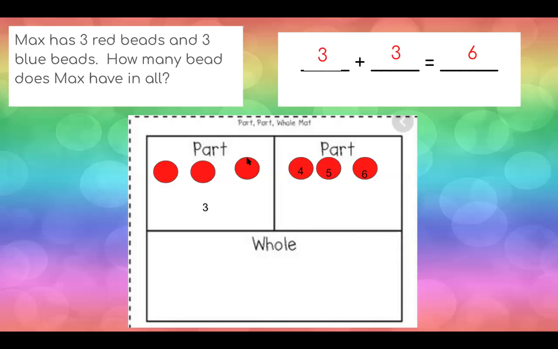I decided to use the part whole mat. I put 3 beads on one part and 3 beads on the other part. And then I used the count on strategy. I knew that there were 3 here, so I started with 3 and then I counted on 4, 5, 6. Will you please do the count on strategy with me? Ready? 3, 4, 5, 6. My equation should read 3 plus 3 equals 6. Read that equation with me. 3 plus 3 equals 6.